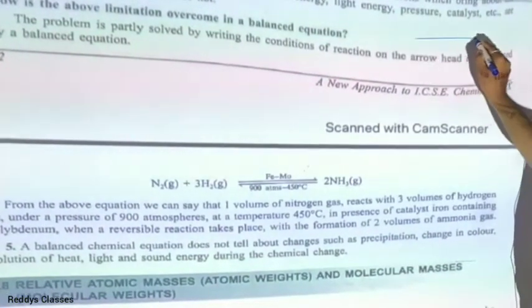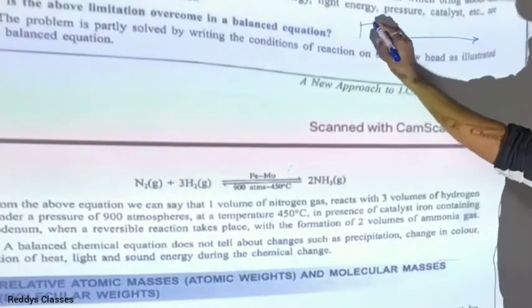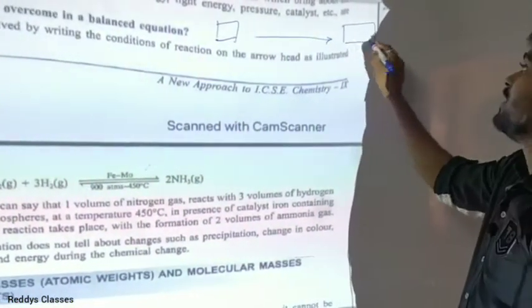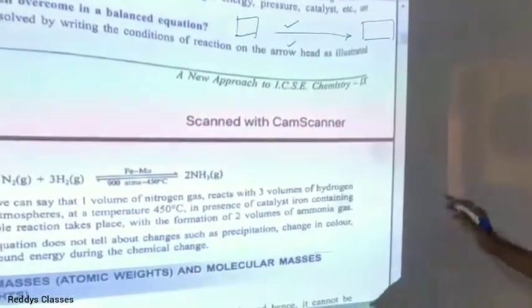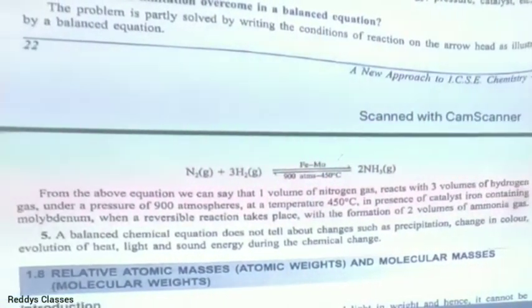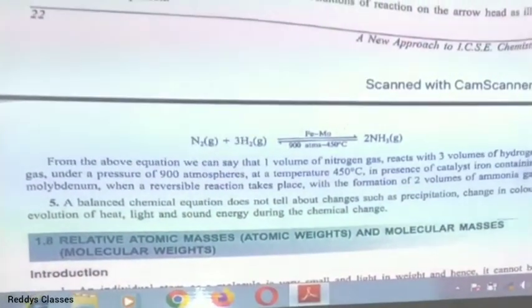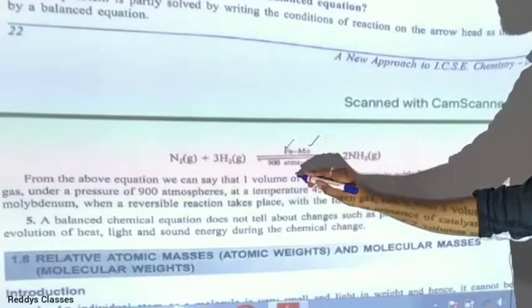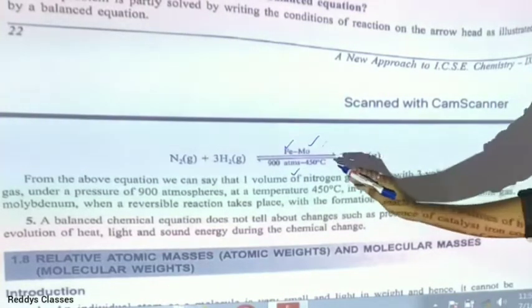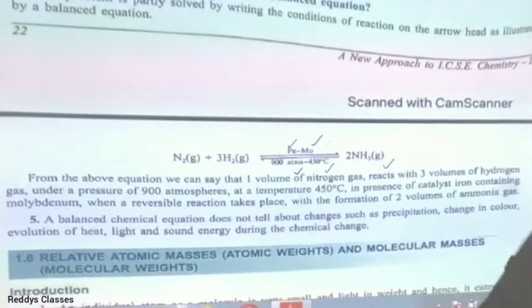So we use this type of arrow. Here are the reactants, and here the products are placed. We write the conditions here and here. So we have one example. You can see this example: N2 gas, 3H2 gas. See, this is written. Okay, atmosphere pressure and degree Celsius temperature also, and this is formed.